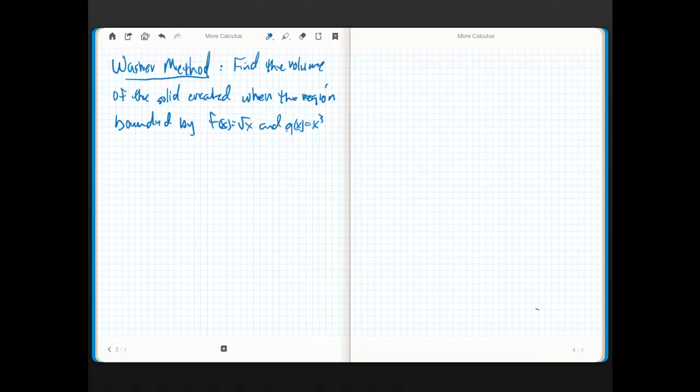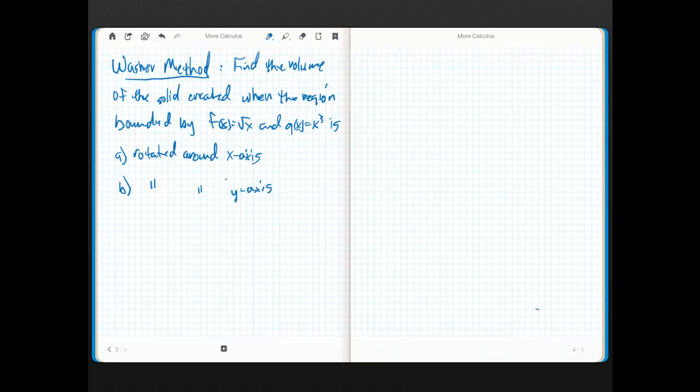It's awesome. And then we're going to do A, rotated around the x-axis, and B, rotated around the y-axis.